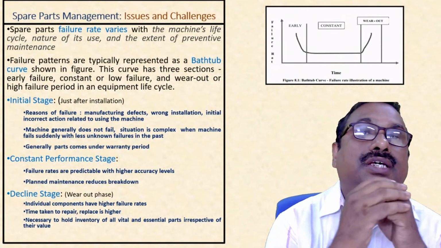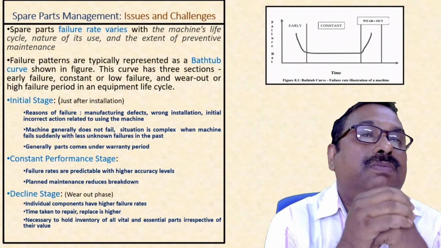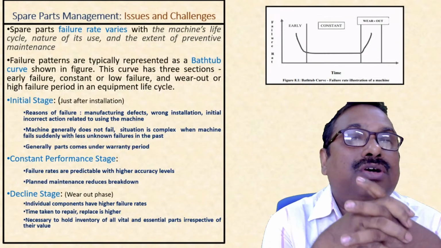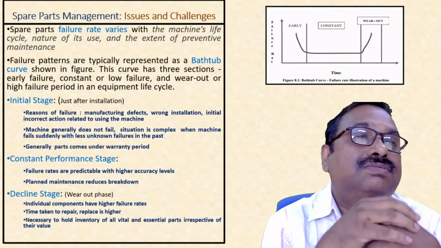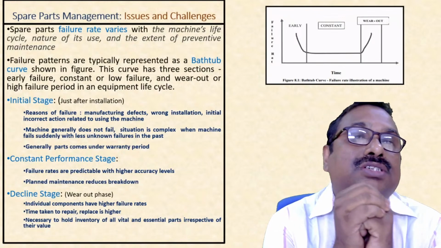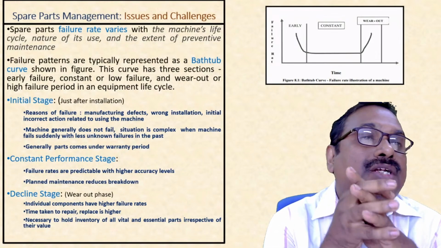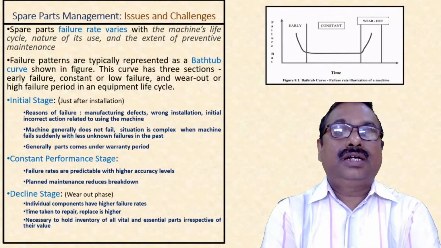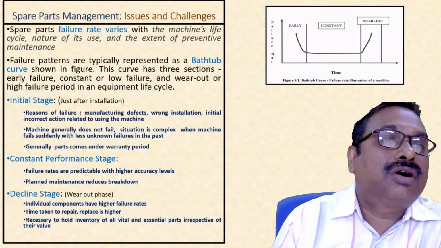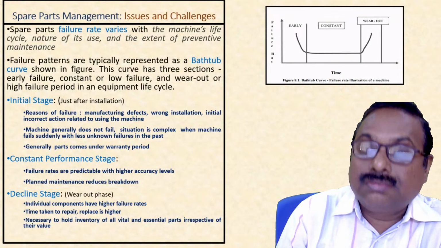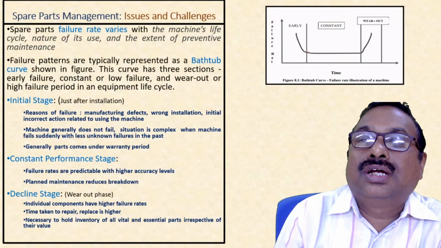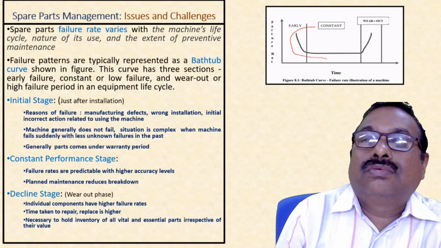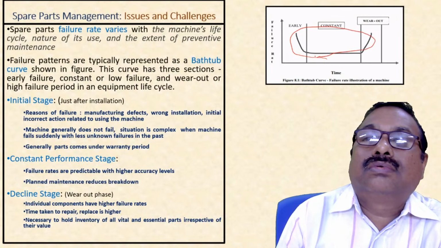Here we will see the issues and challenges of spare part management. We see the failure rate. Spare parts failure rate varies with the machine's life cycle, nature of its use, and the extent of preventive maintenance. Failure patterns are typically represented as a bathtub curve shown in this figure. Please refer to this figure. This is our bathtub curve.